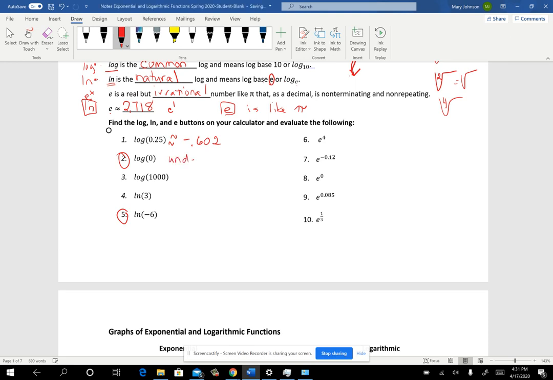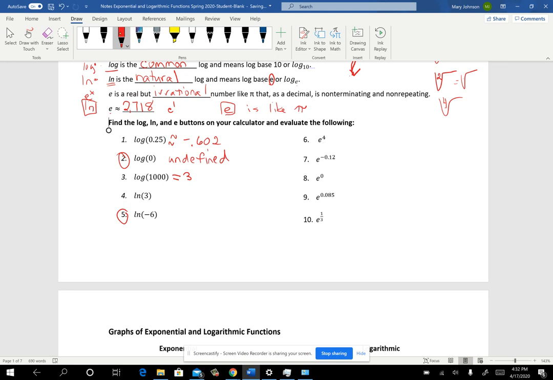See, this is undefined, and it has to do with the domain of a logarithmic function, which you'll see better later. When you do log of 1,000, it is exactly equal to 3, and you'll understand why later, once you know more about what a log really is. See, logs and these exponential functions are related to one another, kind of like adding and subtracting, kind of like squaring and square rooting. They undo each other.